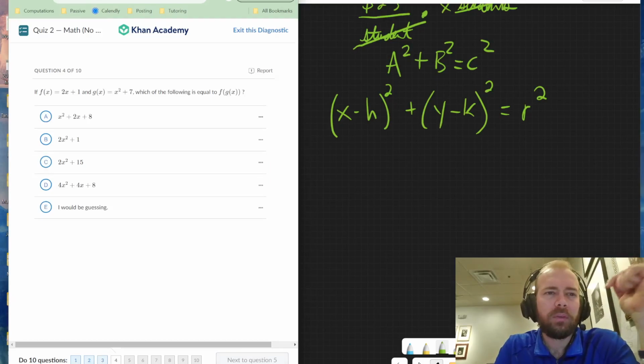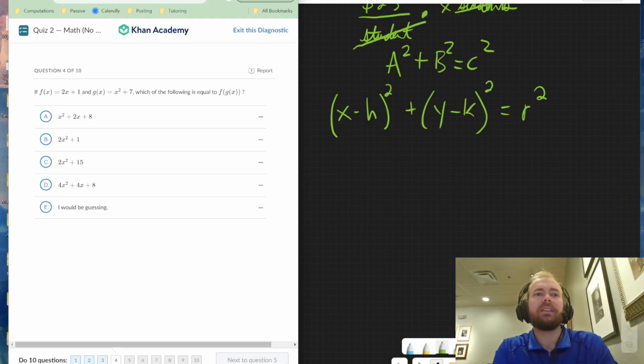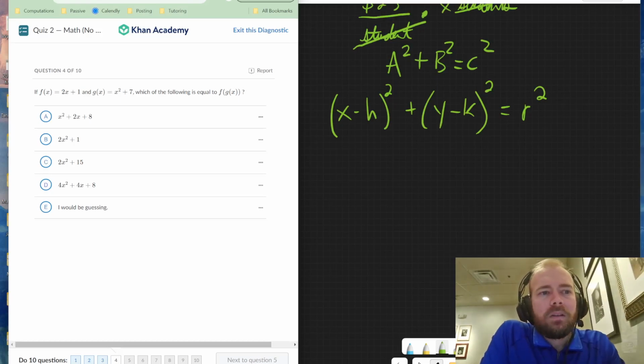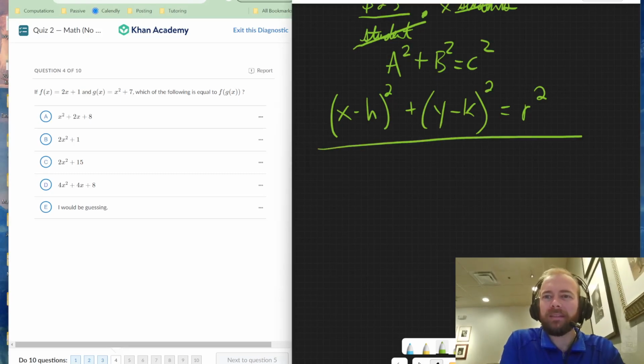All right, next one. f of x equals 2x plus 1, g of x equals x squared plus 7. Which of the following is equal to f of g of x? There's not really a good way to plug that in, so you kind of just have to do this one like you would normally do a problem.